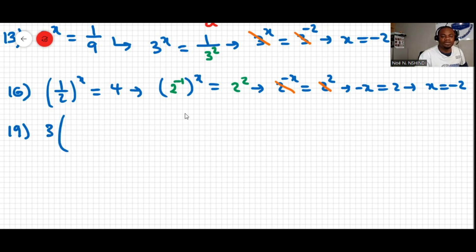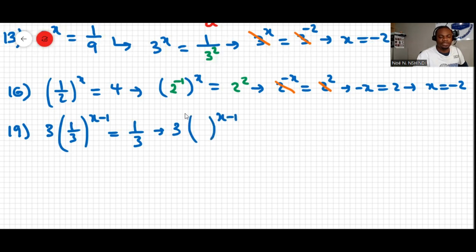3 and the third to the power of x minus 1 equal to 1 over 3. So this, we just write 3, and then a third can be written, in terms of its prime factor, as 3 to the power of negative 1. And then 3 to the power of a third also is 3 to the negative 1, okay?